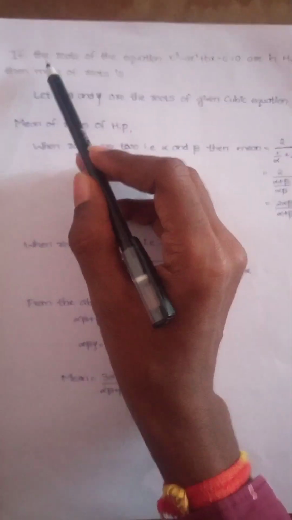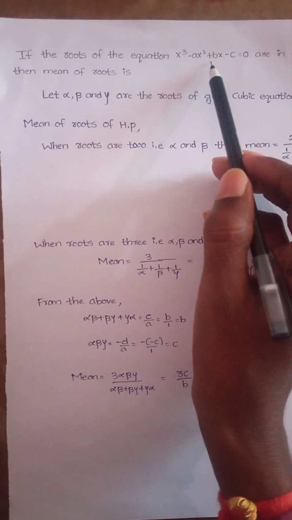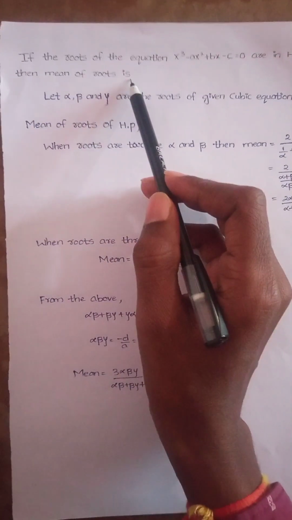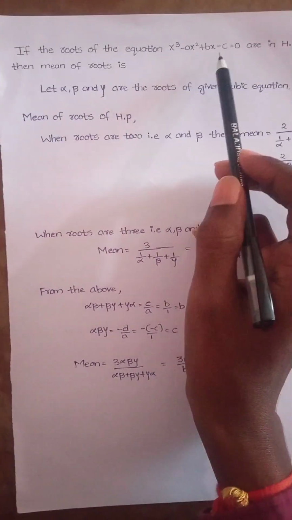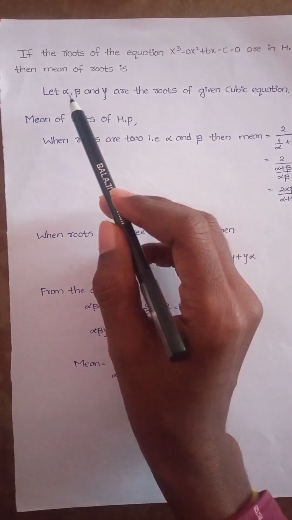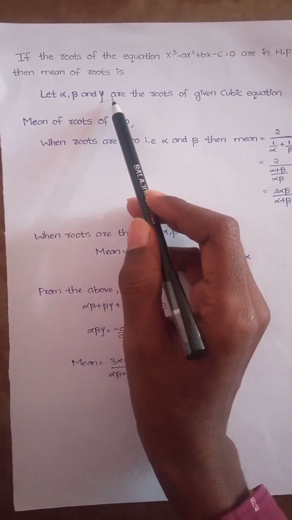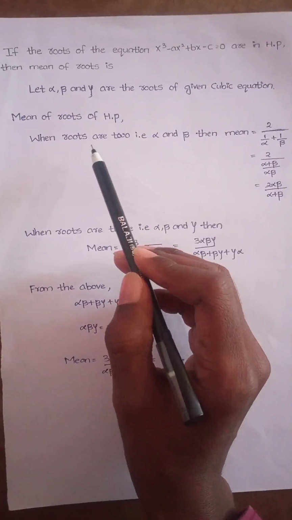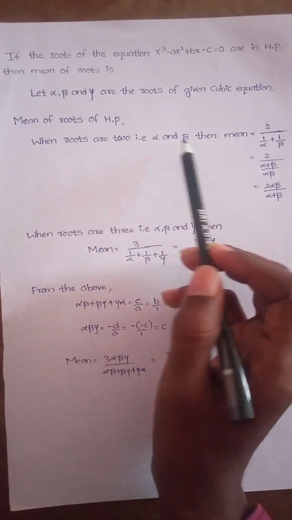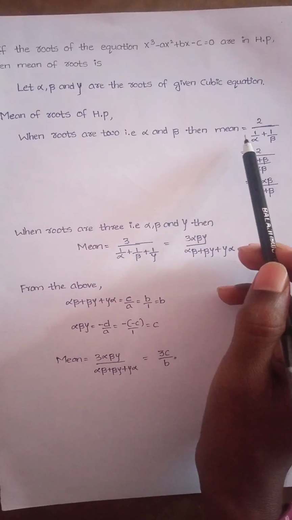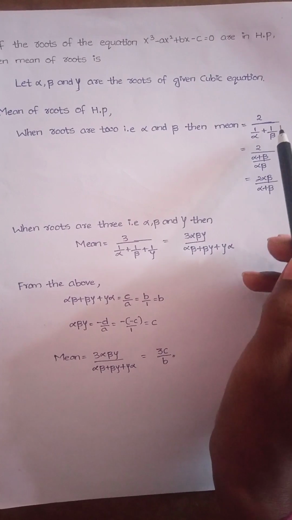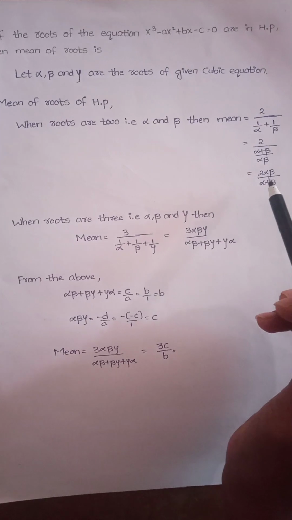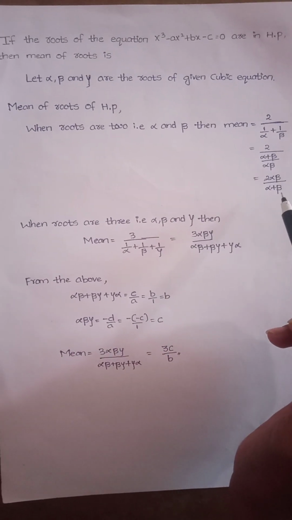And the next question is, if the roots of the equation x cube minus ax square plus bx minus c is equal to 0 are in HP, then what is the mean of roots? As it is given, it is a cubic equation. Let us assume the roots are alpha, beta and gamma. So you need to remember this, that whenever we have two roots, alpha and beta, then the mean of roots in HP is mean equals 2 by 1 by alpha plus 1 by beta, that is 2 by alpha plus beta by alpha into beta, that is equal to 2 alpha beta by alpha plus beta.